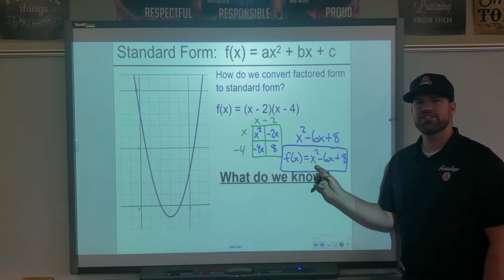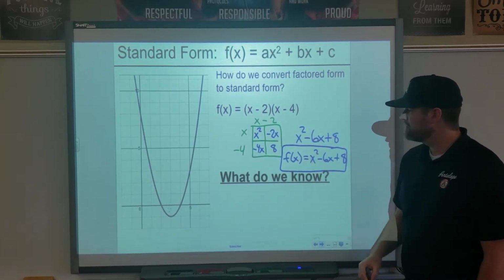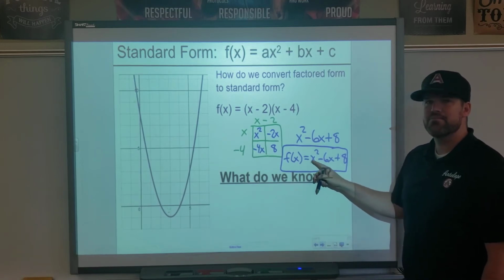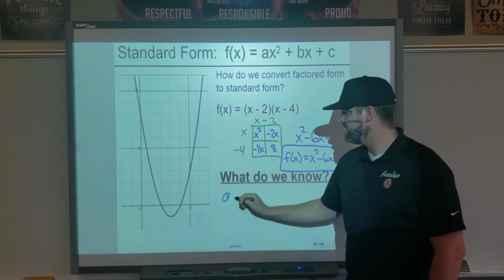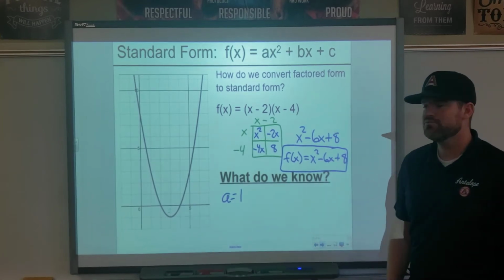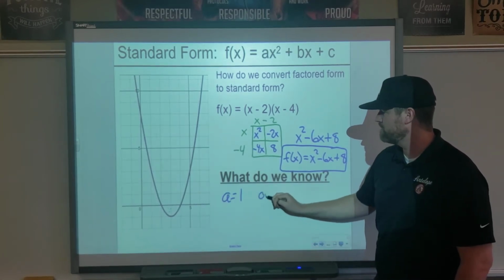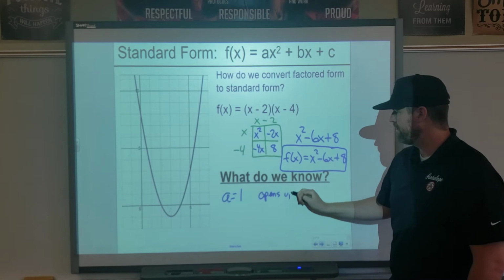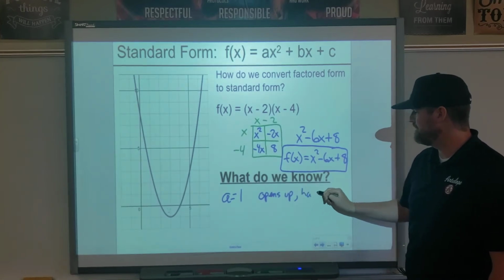Once we put the equation in standard form, what two things do we know? Well, the first thing is our a is positive. So a is a positive 1, which, as we did on the last slide, we know that means it opens up. And because it opens up, it has a minimum.